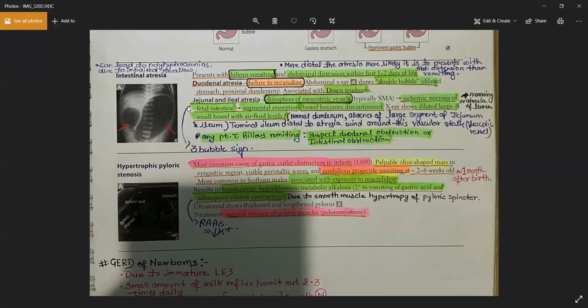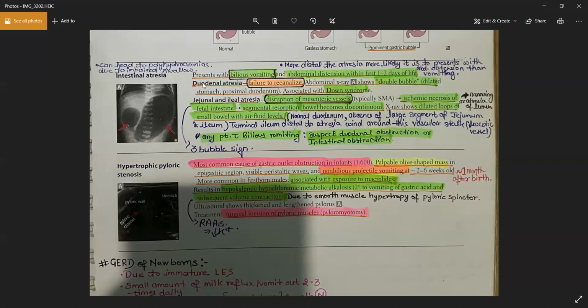Then comes jejunal and ileal atresia. In jejunal and ileal atresia, you have a disruption of the mesenteric vessels. Can anyone tell me which artery supplies the jejunum and the ileum? Superior mesenteric. Exactly. So you have a disruption of the superior mesenteric artery, and if the blood supply to the jejunum and ileum is lost, you can have atrophy and necrosis of the jejunum and ileum. So you have ischemic necrosis of the fetal intestine.